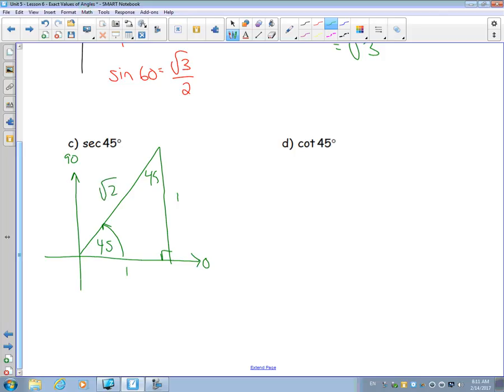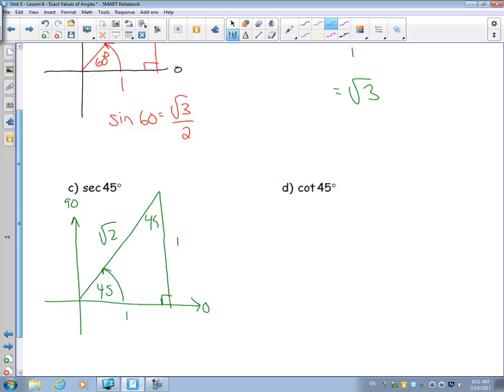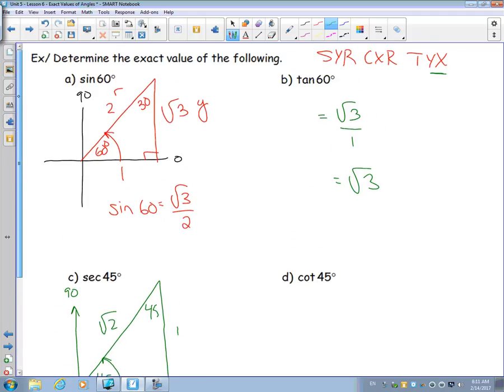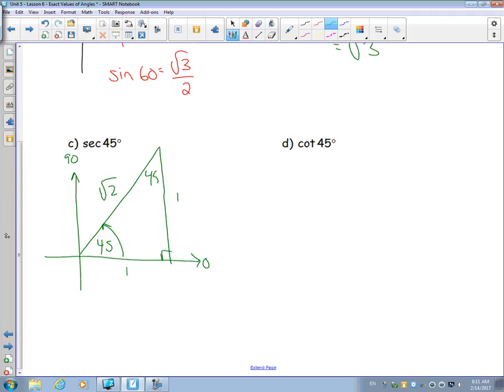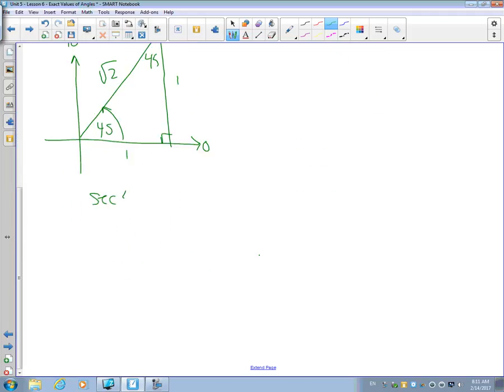Secant. Secant is the opposite of cos. So according to Sir Sixertex, I should do x over r for cos, so I should do r over x for secant. So I write down secant 45 equals r over x, or just root 2.